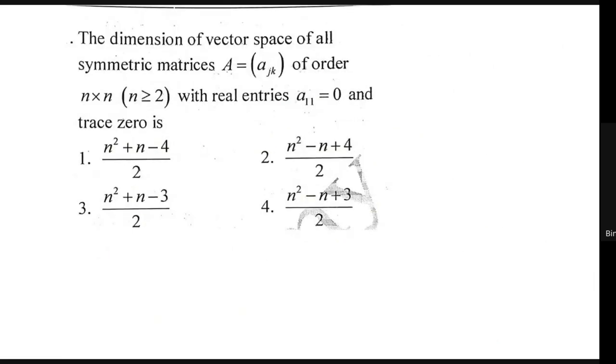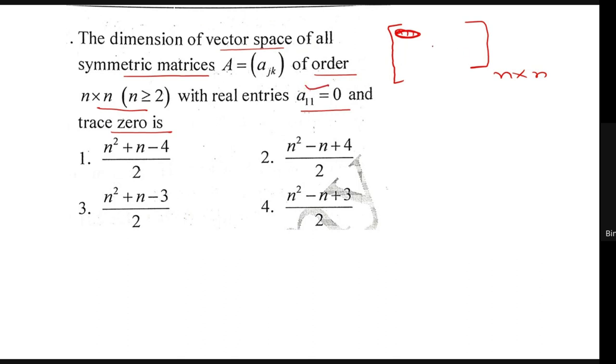The next question is: the dimension of the vector space of all symmetric matrices A of order n cross n, n greater than or equal to 2, with real entries, A11 is 0 and trace is 0. So I am taking an n cross n matrix. Now what we have been given is a symmetric matrix, and A11 is 0.